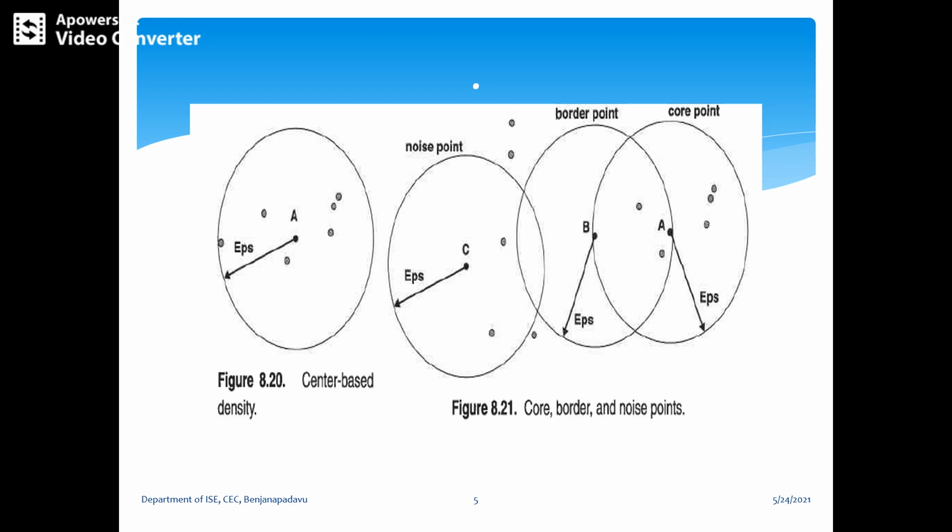Another is the noise point. A noise point is any point that is neither a core point nor a border point. So here, the point C is a noise point, since it is neither of the other cases.